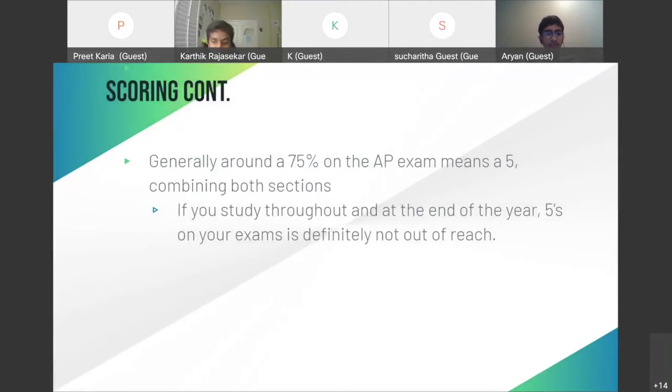Oh yeah, so also I was not very clear on College Board, but I also saw that 75% on an AP exam means 5. So by studying a lot, you will be able to get that mastery level of 5.